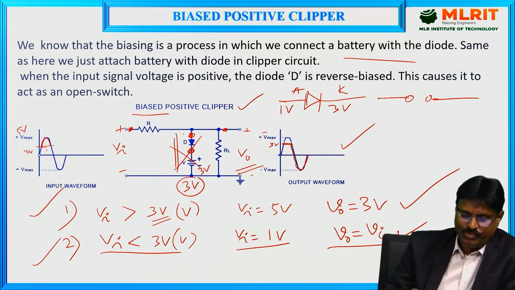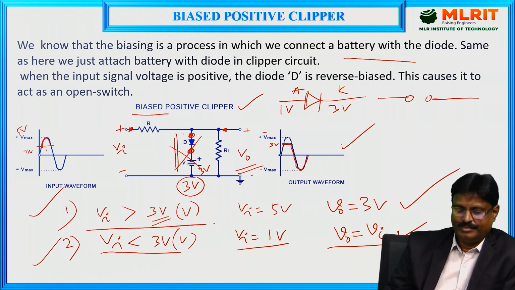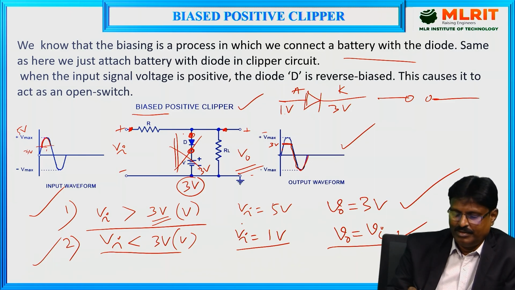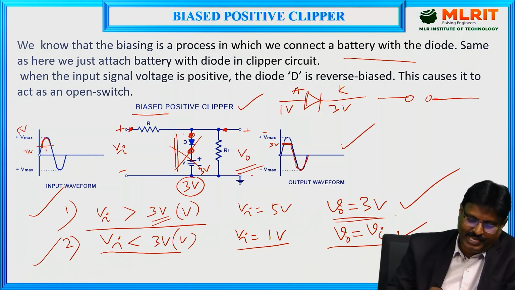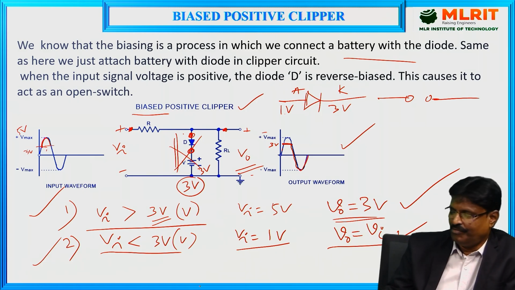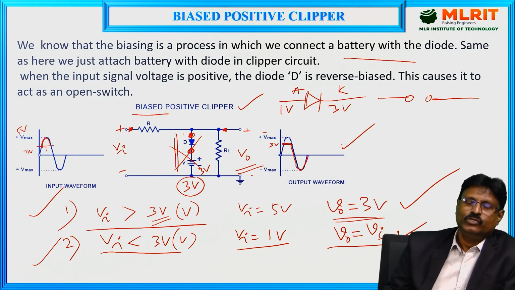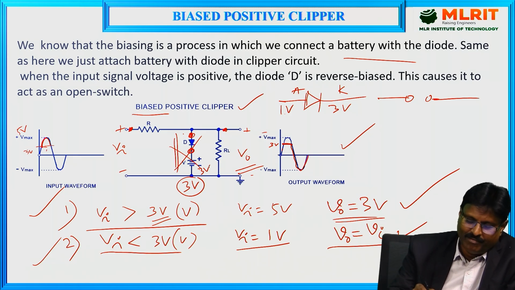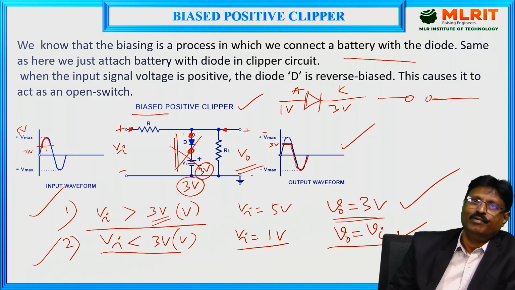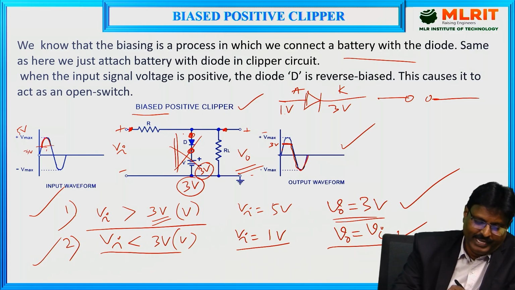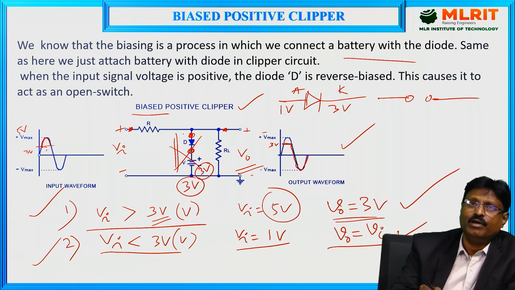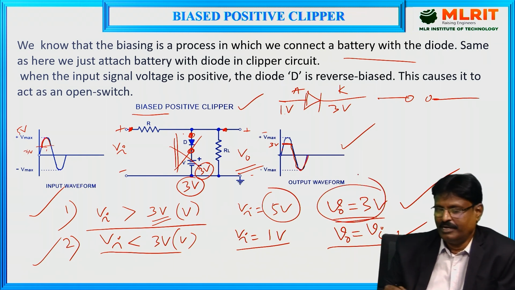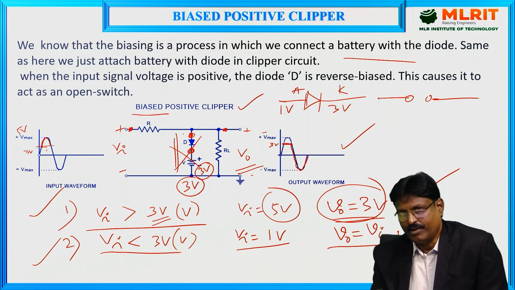Whenever Vi is greater than Vr, V0 is equal to Vr. Whenever Vi is less than Vr, V0 is equal to Vi. We are taking the value as 3 volts as an example. For the first case, Vi greater than 3 volts, I had taken Vi as 5 volts, and I proved that the output voltage will be held constant at 3 volts.